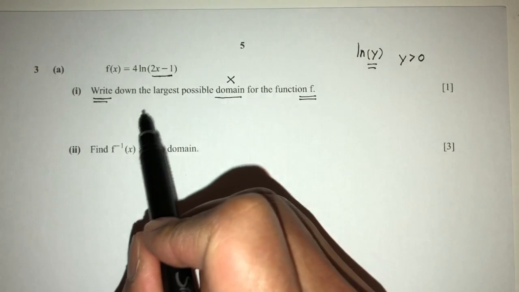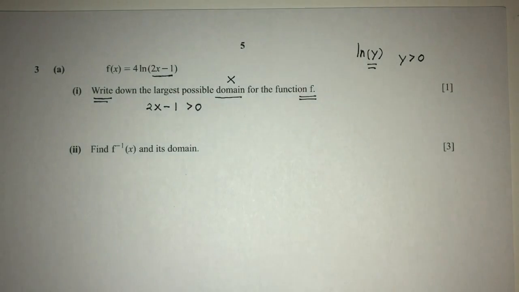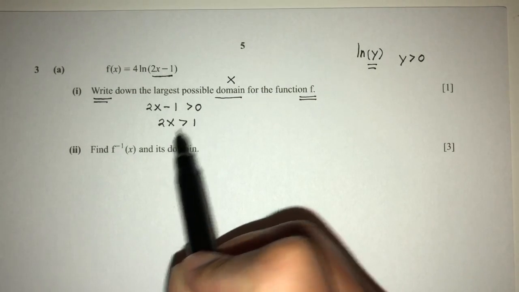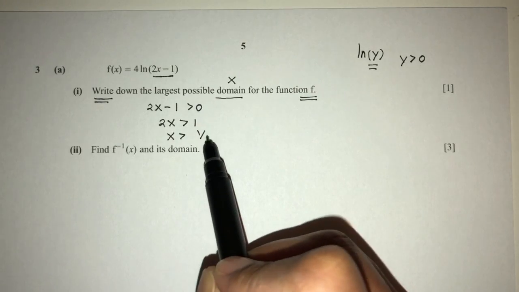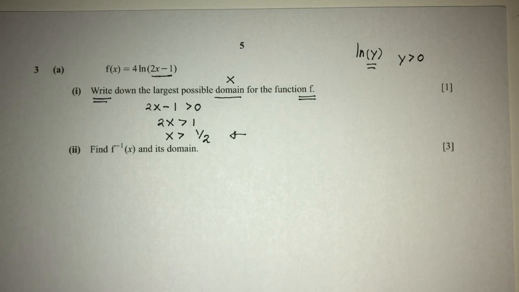So we have to take 2x minus 1 has to be more than 0. That's the condition for logarithm functions. Now 2x more than 1, x has to be more than half. So this is the domain of x for that function.